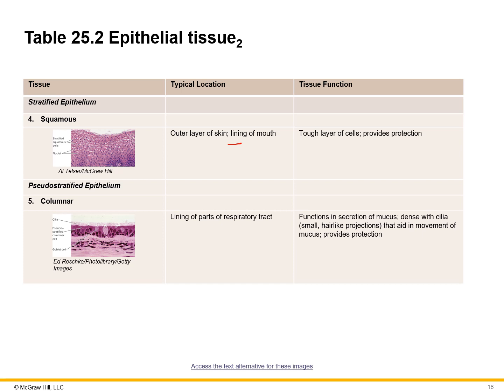Then the columnar here, again, this is pseudo-stratified. It looks multi-layered, but it's only one. These are mainly seen in the respiratory tract where they're secreting the mucus, and they also have these little cilia on the outside that beat back and forth to keep things moving.